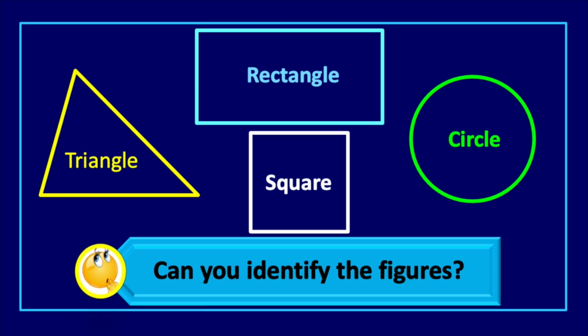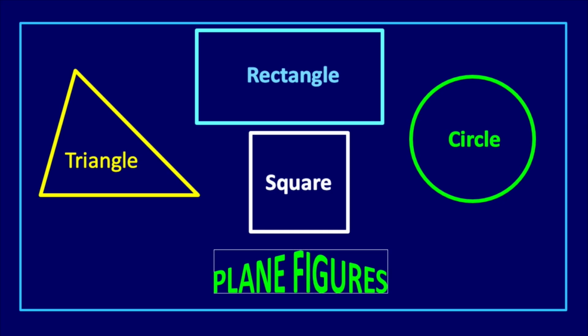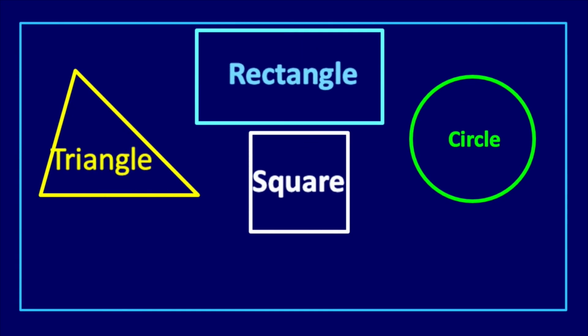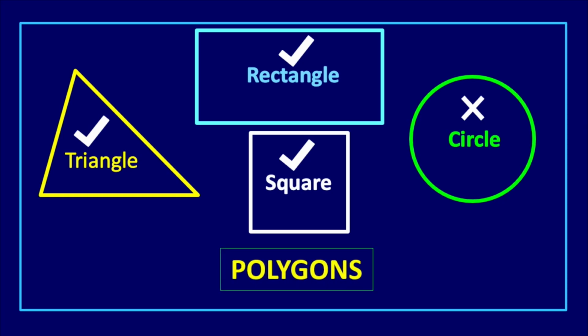And children, do you know what these figures are known as? You are absolutely right. They are called plane figures. So all these figures like triangle, rectangle, square, circle, rhombus, there are many other figures, isn't it children? All these figures are called plane figures. Now children, if you notice, triangle, rectangle and square are called polygons, whereas circle is not included in polygons.